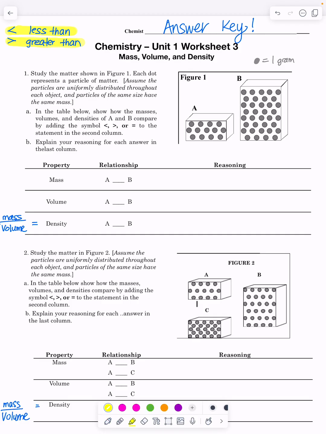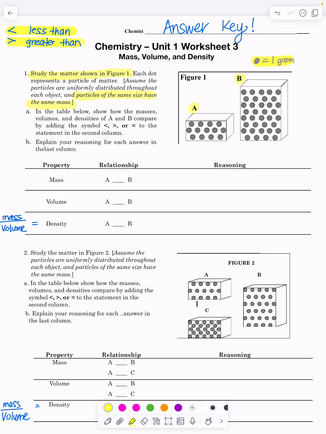So in question 1, it says, study the matter shown in figure 1 right here. So we have box A and box B. Each dot represents a particle of matter. So I put a little key here. We could say that each circle represents a gram of that matter. Assume the particles are uniformly distributed throughout each object and particles of the same size have the same mass. That's important. Particles of the same size have the same mass, so I could count them.